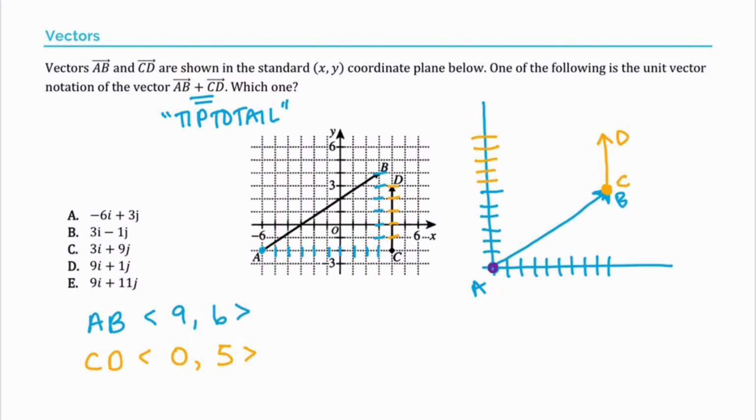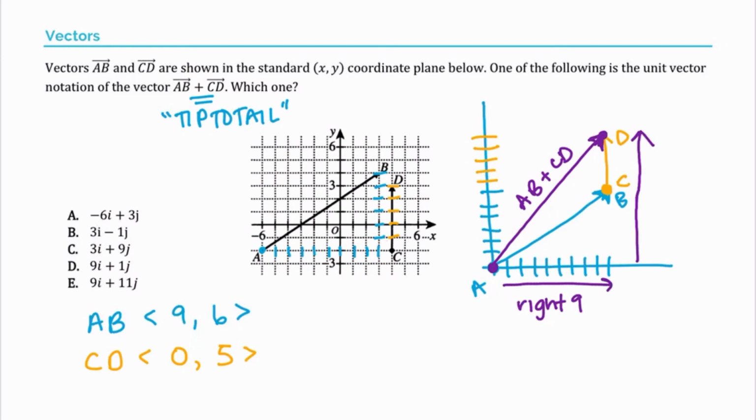So now the question: if I'm adding AB plus CD, what does that look like? It basically means I go to the same starting point and the same ending point, and when I connect those, that becomes AB plus CD. So that vector AB plus CD goes to the right 9, and then it went up 6 to get here, but then it went up 5 more, so it went up 11. So that means that vector AB plus CD goes to the right 9 and up 11.